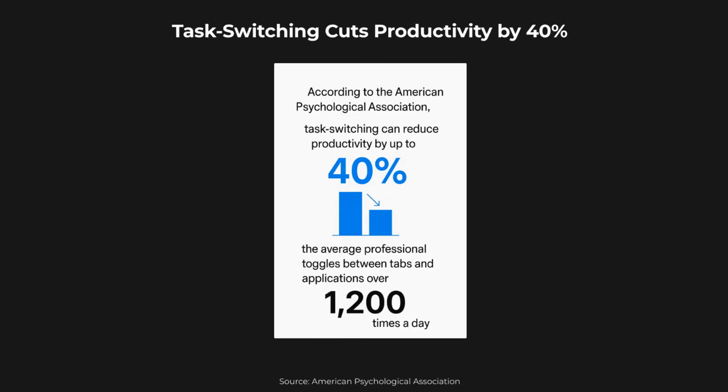You search, you click, you read, you try to manage a bunch of tabs that seem to be multiplying every single time you take a look at it. All that digital chaos is killing your focus. As a matter of fact, according to the American Psychological Association, task switching can reduce productivity by up to 40%. And an average professional like you and I switch between tabs and applications over 1,200 times a day.